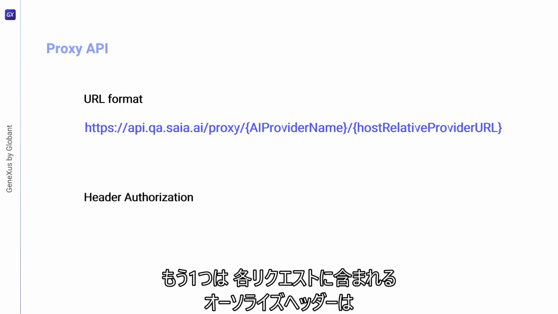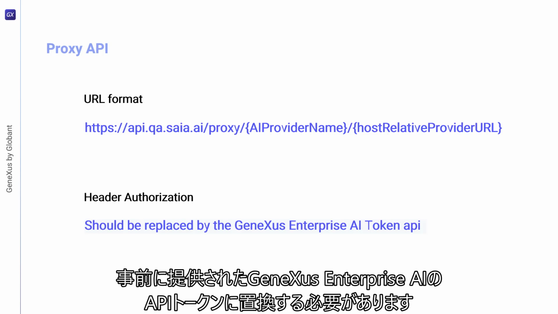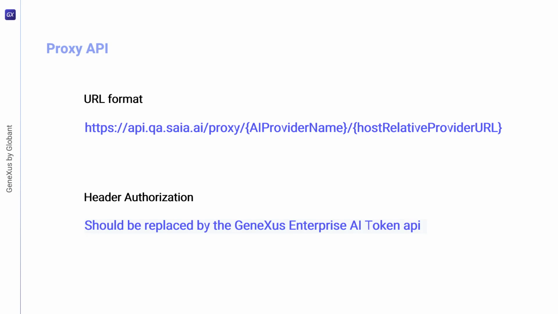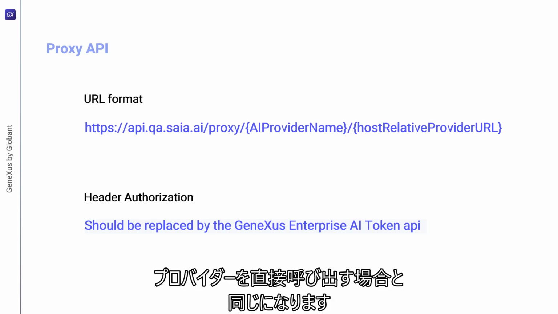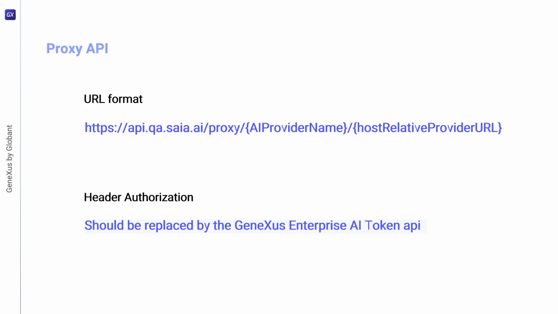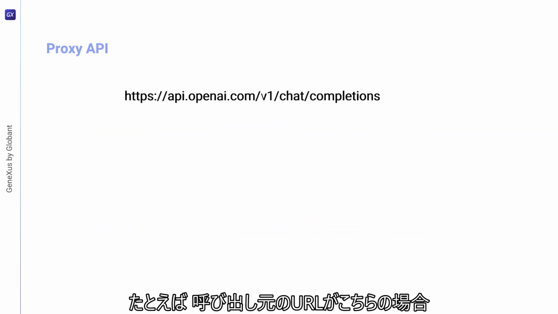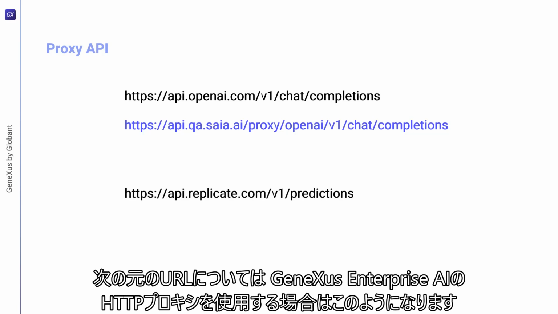On the other hand, the authorization header included in each request must be replaced with the Genexus Enterprise AI API token previously provided, without the need to specify the invoked provider. In this way, the request and the response received from the call will be the same as when invoking the provider directly. For example, for the following original URL, when using the Genexus Enterprise AI HTTP proxy, the call must look like this.